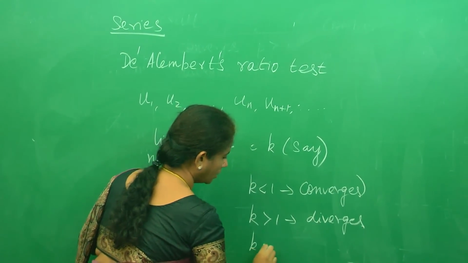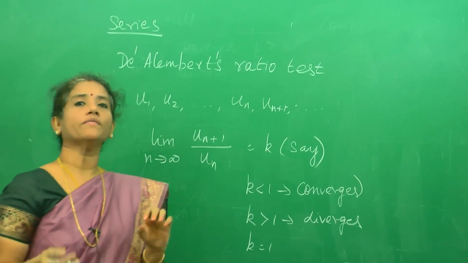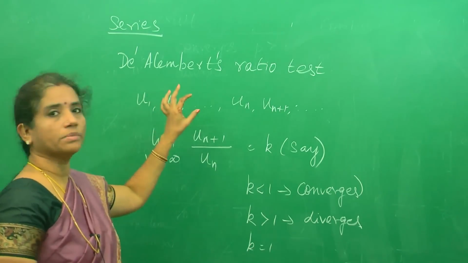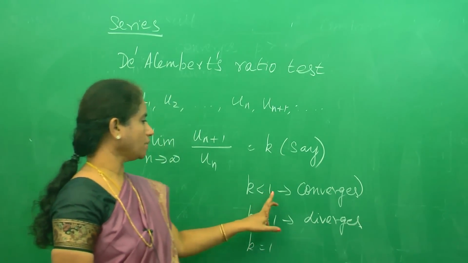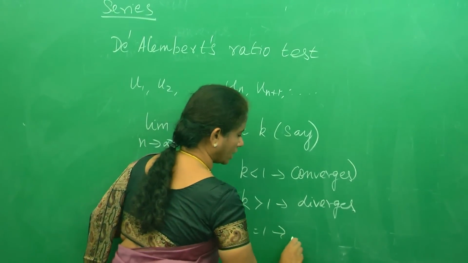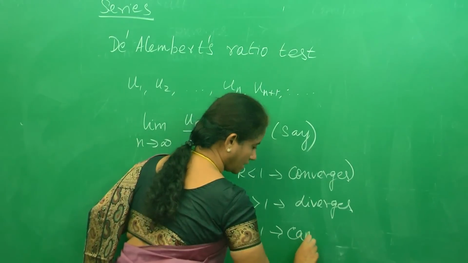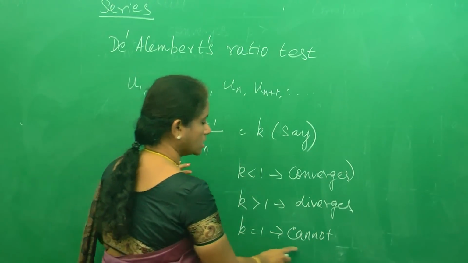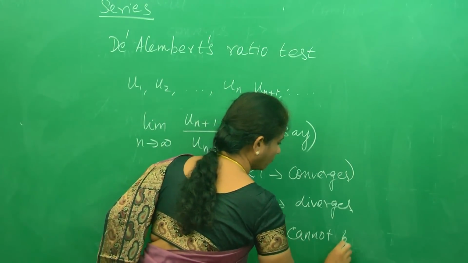And when k is equal to 1, we cannot say whether the series is convergent or divergent according to D'Alembert's ratio test. Only it should be less than 1 or more than 1. When k is equal to 1, you cannot decide by this test. But we can do it by some other test later. But when k is 1, this cannot be determined.